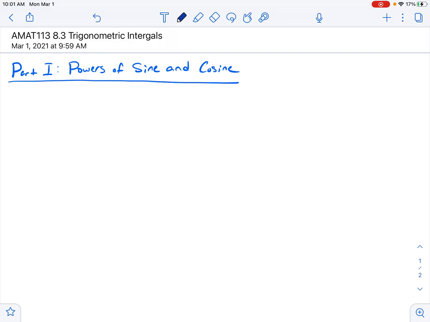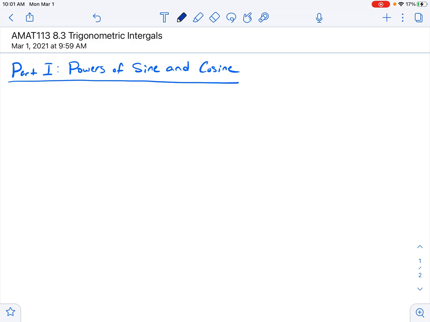In this exciting episode, we're going to take a look at how to integrate some funky trigonometric integrals. We're going to look at three different parts in this section, which is called trigonometric integrals. We're going to focus on powers of sine and cosine, products of sine and cosine, as well as products of secant and tangent within integrals.